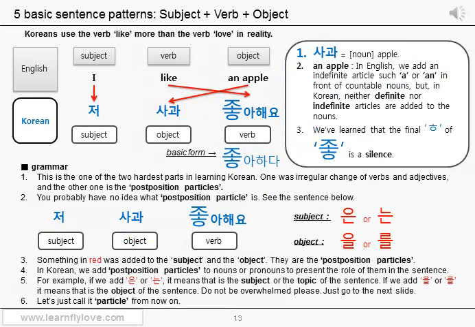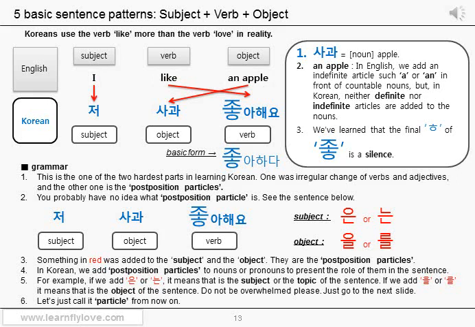Koreans use the verb like much more than the verb love. We say I love something a lot in English. For example, I love music, I love Korean food, I love beer, I love coffee, and so on. But in Korea, people rather say I like something very much than I love something. I like music very much. I like Korean food very much. I like beer very much. Or I like coffee very much. So let's learn the sentence with the verb like.